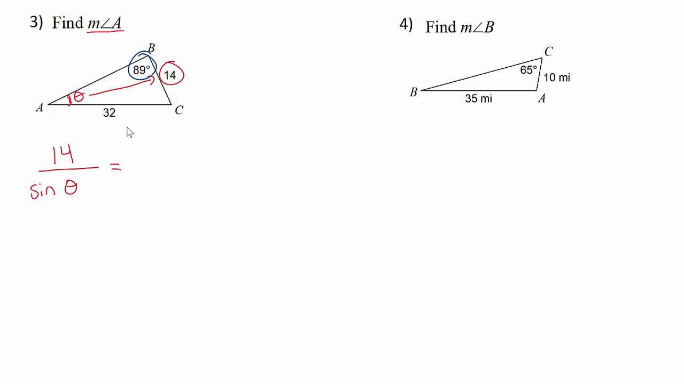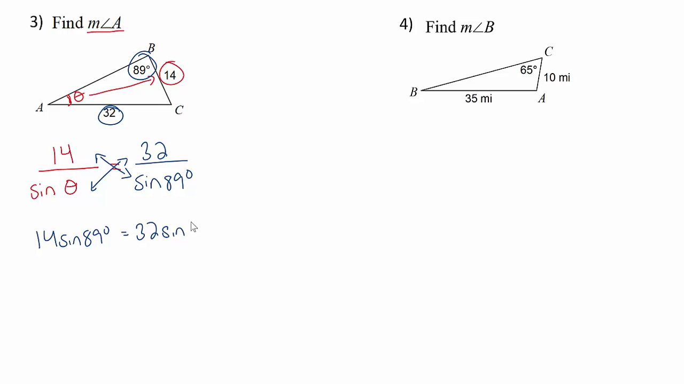You have angle B and you have the side across from it, so you're set. We're going to put the side on top, and we're going to put sine of 89 degrees on the bottom. And now we're going to solve. So we're going to cross multiply here. We're going to get 14 sine of 89 degrees. And then we're going to cross multiply here. We're going to get 32 times the sine of theta. Now, I want to solve for theta, so I want the sine of theta by itself. I'm going to divide by 32.